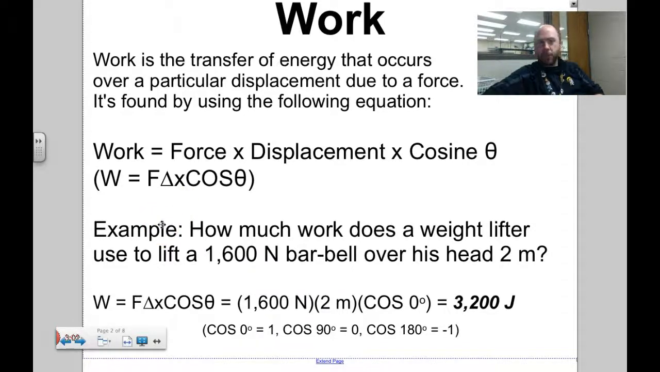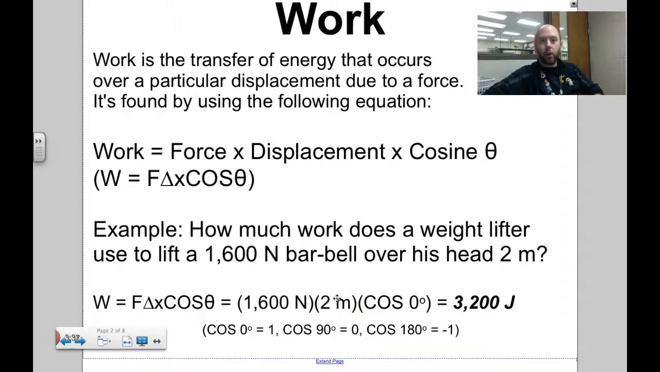Let's do an example looking at this. It says, how much work does a weightlifter use to lift a 1,600 newton barbell, which is the weight of the barbell, over his head 2 meters? Well, again, what's the equation? The equation for work is force times displacement times cosine theta. The force, which in this case is the weight of the barbell, is 1,600 newtons. What's the displacement? How far did he move the barbell from the starting location to the ending location? He moved it 2 meters.